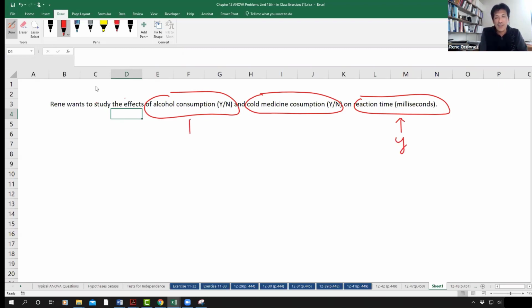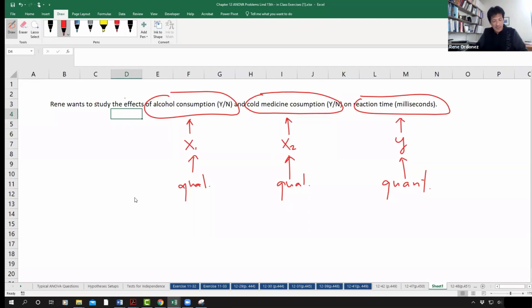Alcohol consumption is a predictor variable, so we'll call this X1. Cold medicine is another predictor, X2. This is qualitative. This is also qualitative. Reaction time is quantitative.